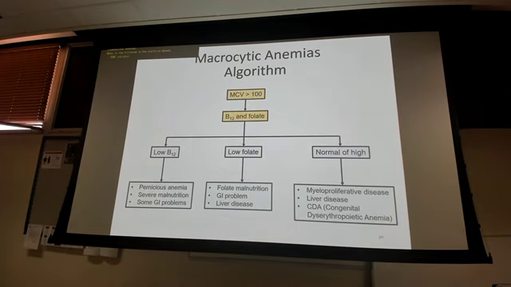All right, macrocytic anemia, if the MCV is greater than 100, you want to go ahead and run a B12 and a folate, okay? If the B12 is low, you're looking for a pernicious anemia, maybe some type of severe malnutrition or GI problems. If the folate is low, some type of malnutrition, GI, liver disease, and if it's normal or high, myeloproliferative disease, liver disease, or CVA.